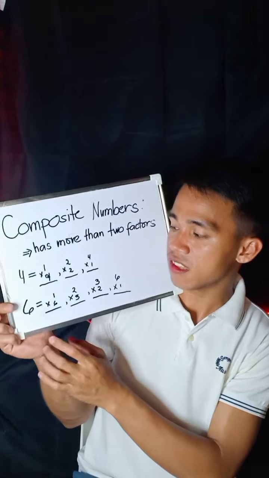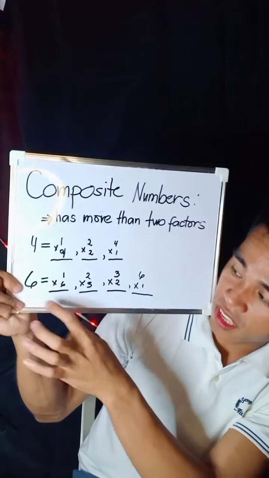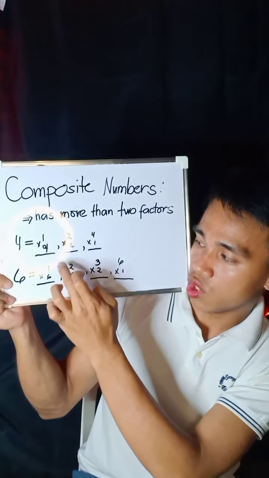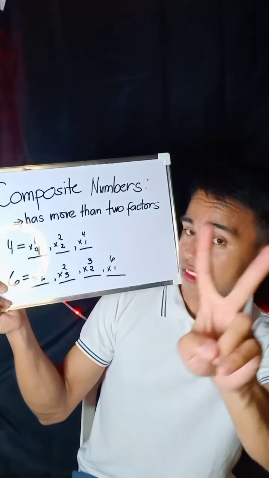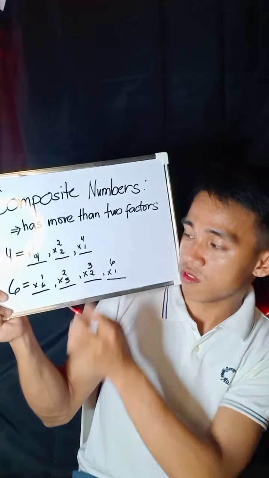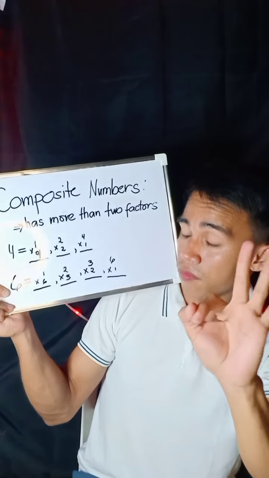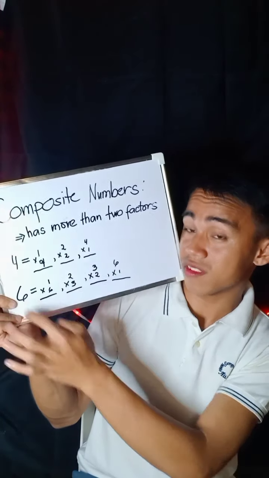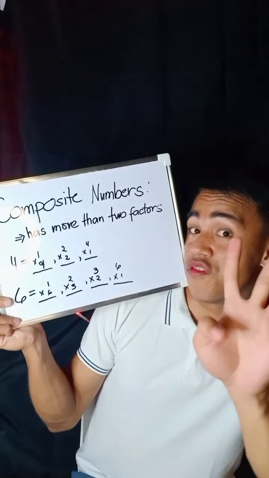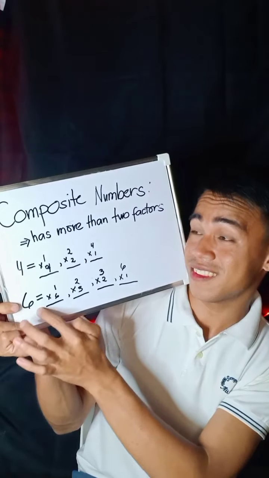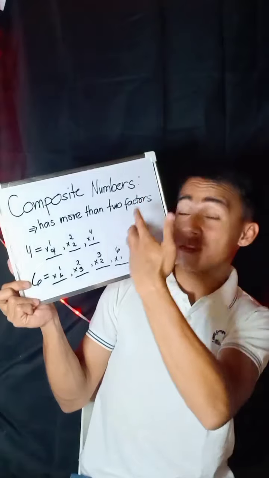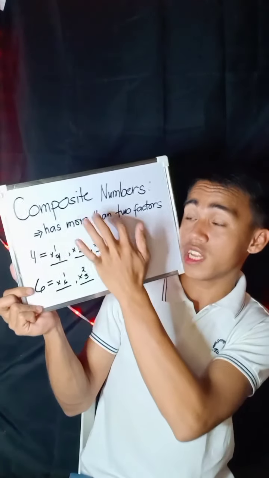How about 6? 1 times 6 equals 6, the first factor. 2 times 3 equals 6, the second factor. 3 times 2 equals 6, the third factor. 6 times 1 equals 6. So there are 4 factors of 6. So that is a composite number. And there are a lot of numbers that have more than 2 factors.